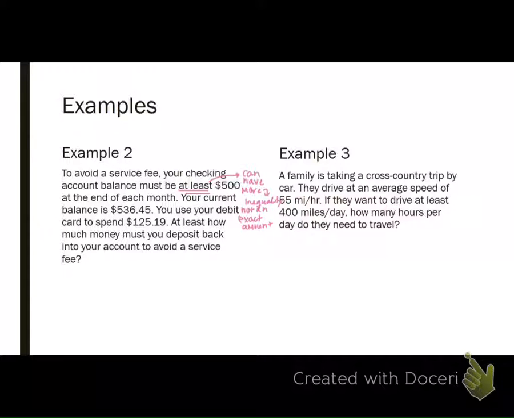All right, so what is the inequality that you would write here? Mike? 125. Be careful, is that saying you spend $125.19 per thing? Okay. So we know it has to be greater than or equal to $500, right? Do you agree with that? In your banking account.